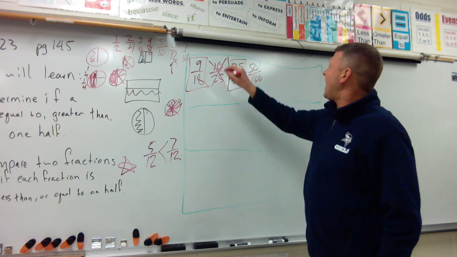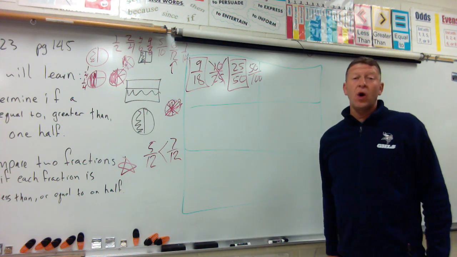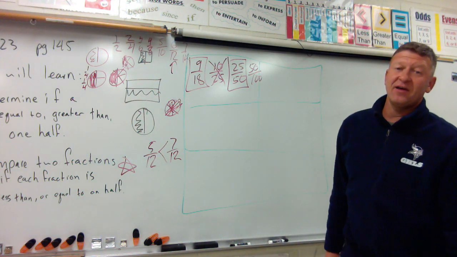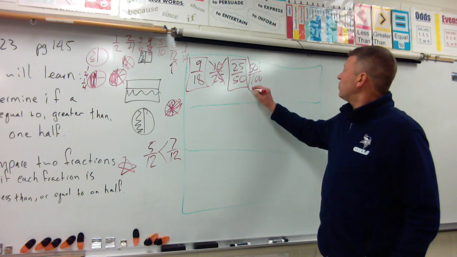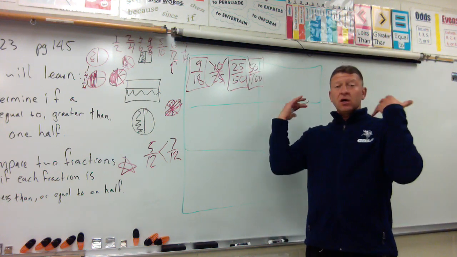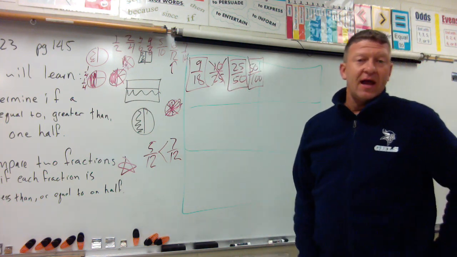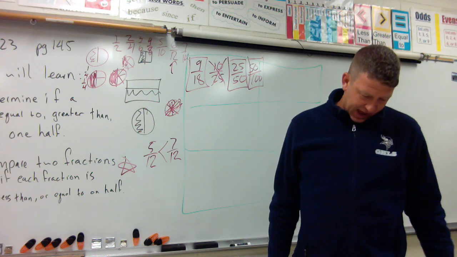So that equals a half. And 50 over 100, obviously a half a dollar is 50 cents. So this one equals a half. So there's a ton of fractions out there, and they all equal a half.